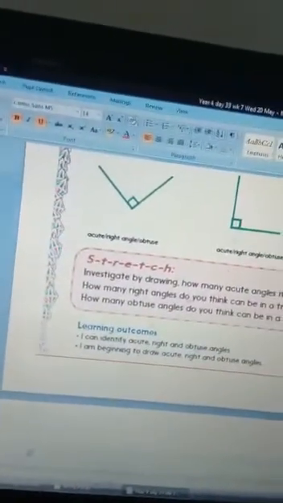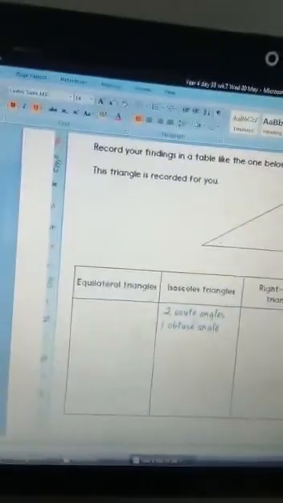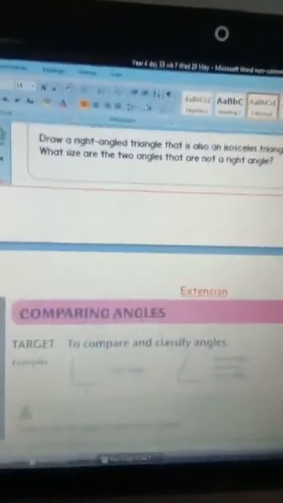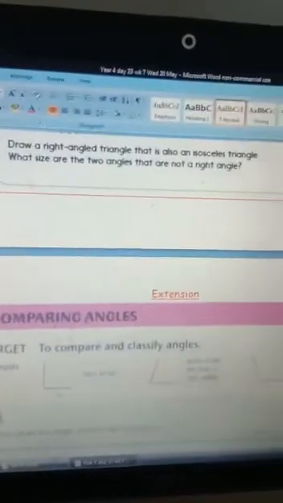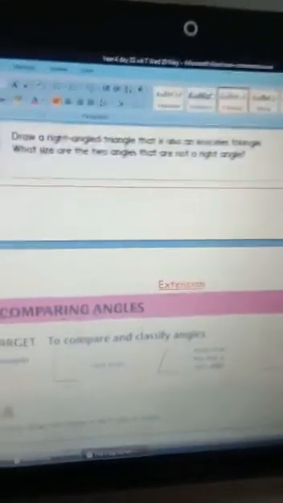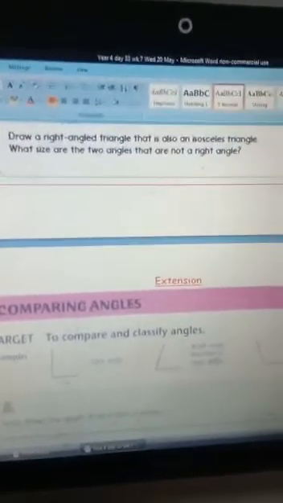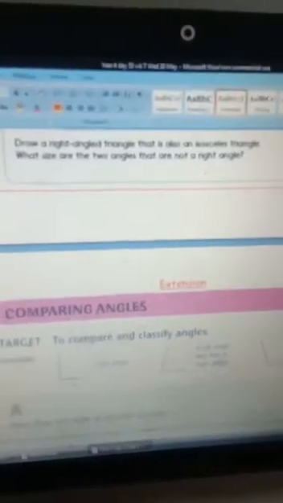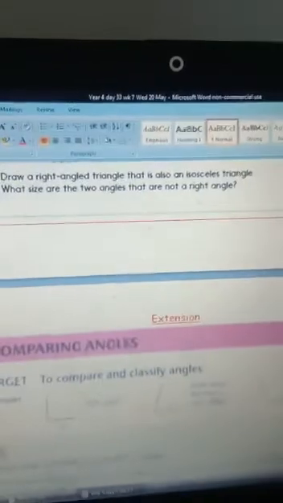Okay, and if you can investigate by drawing how many acute angles it is possible to have in a triangle. Then you've got an investigation, triangle angles. See if you can read that, and then put your answers in the columns. And there's a challenge. Draw a right angle triangle that is also an isosceles triangle. Is that possible? What size are the two angles that are not a right angle?